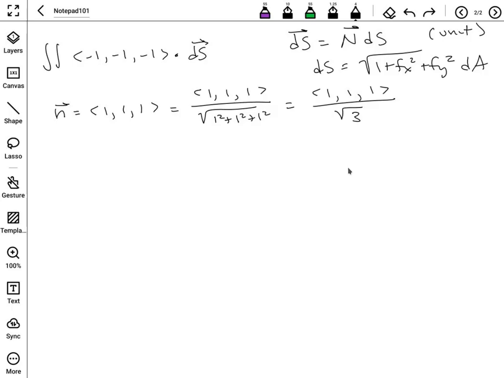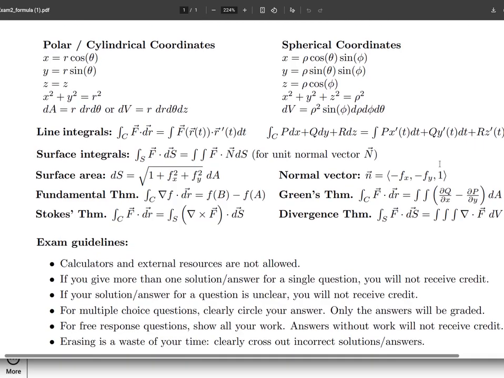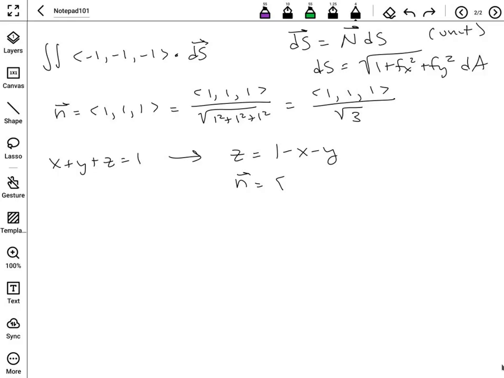If I didn't remember how to get my normal vector from a plane like this, my other option is to take the surface I was given, solve for z in terms of x and y, and then use my normal formula. N is, where do I put the negatives? Negatives on the f's, so minus fx, minus fy, 1. And so I'm going to get negative 1 for the derivative with respect to x, so 1. Negative 1 for the derivative with respect to y, again 1, and then 1. So two different approaches, same answer.